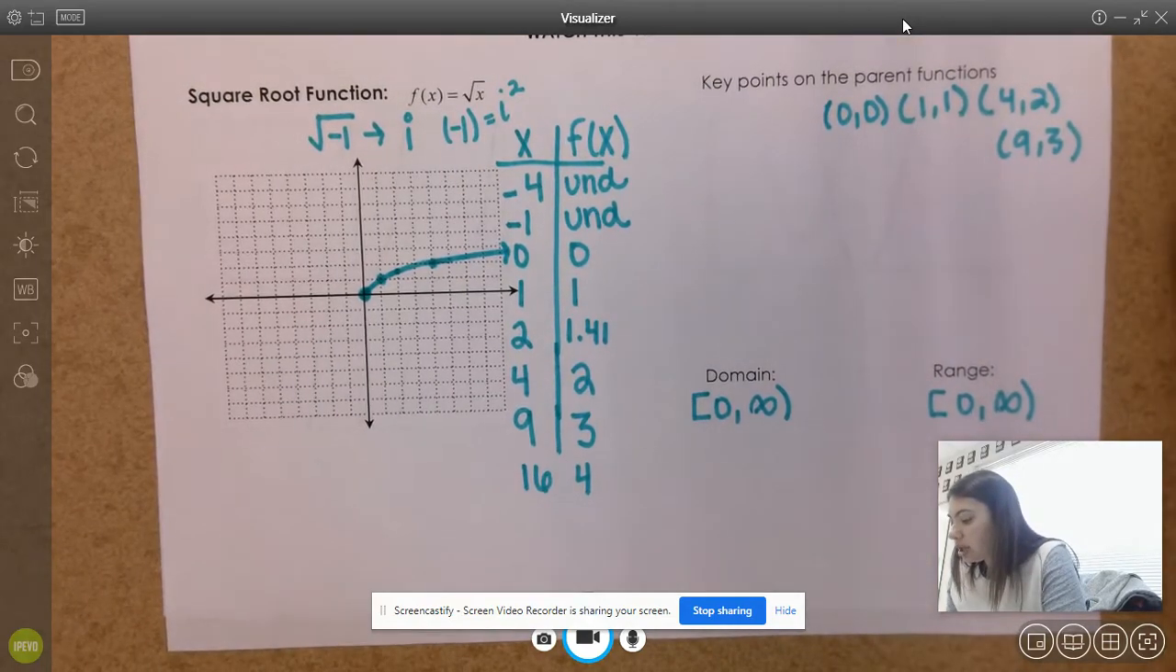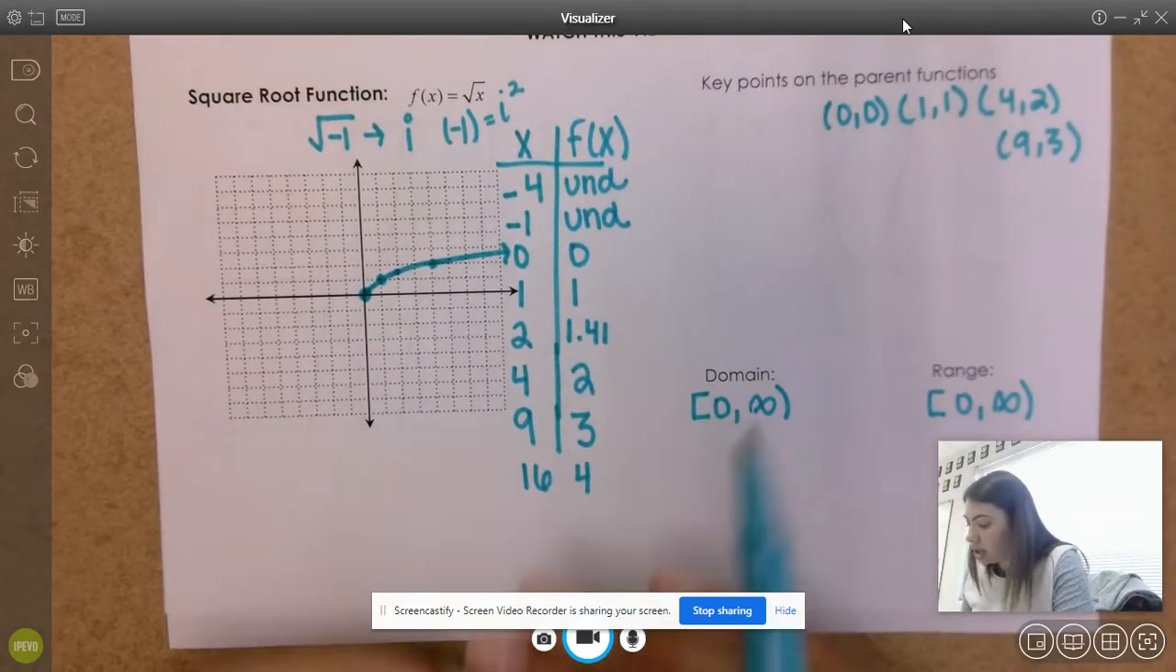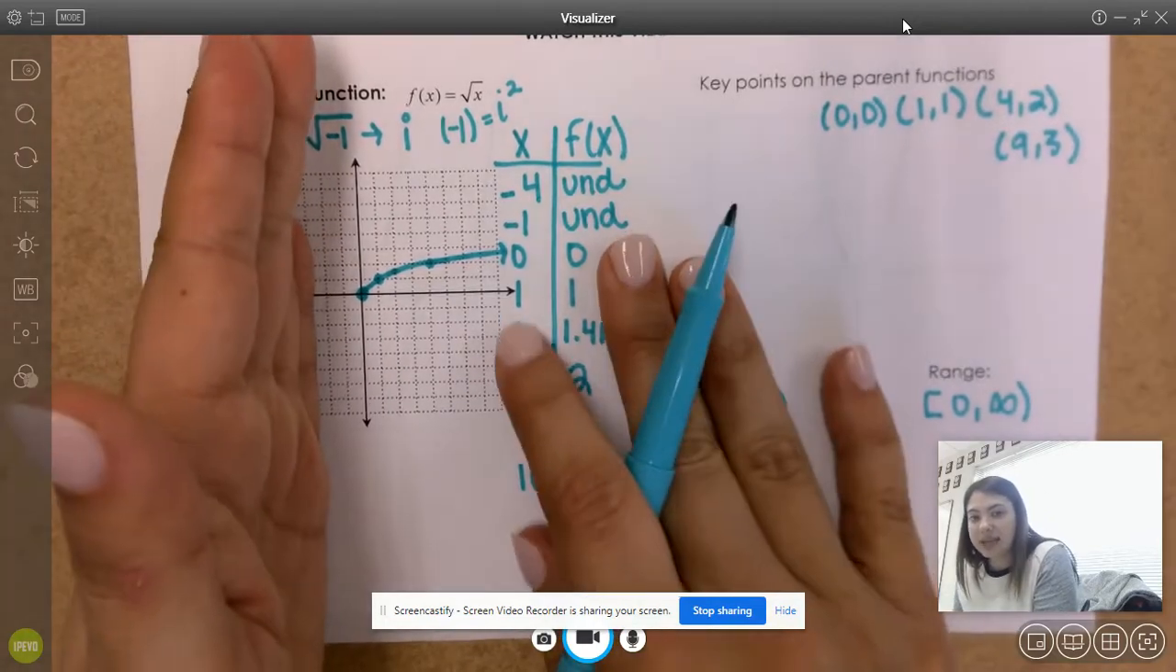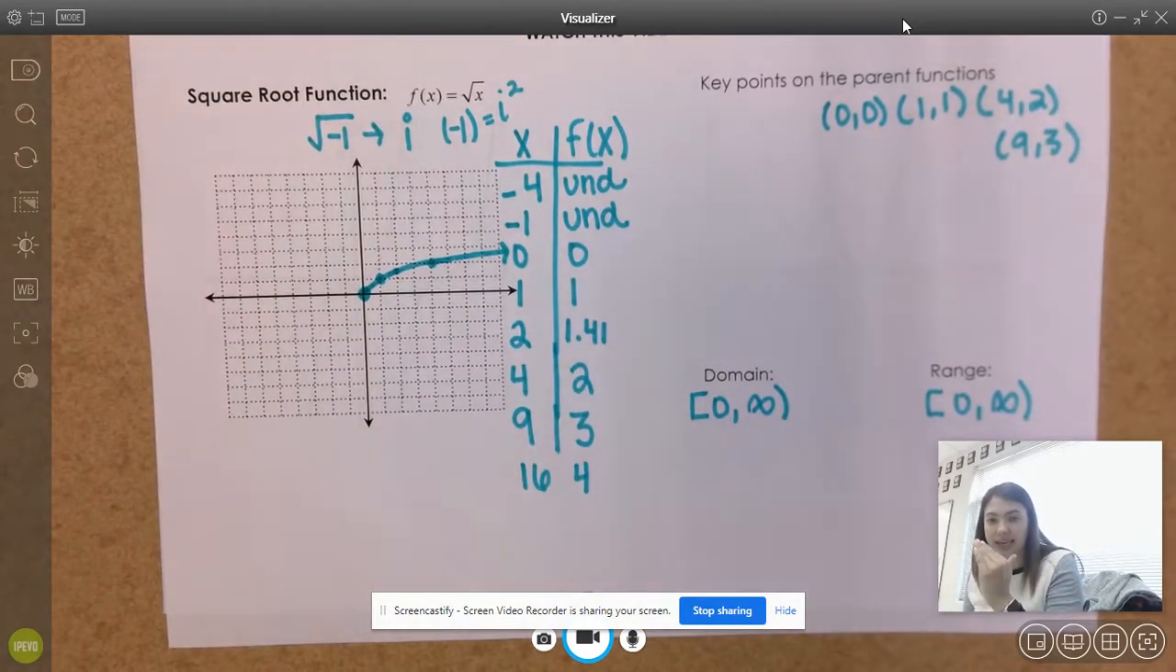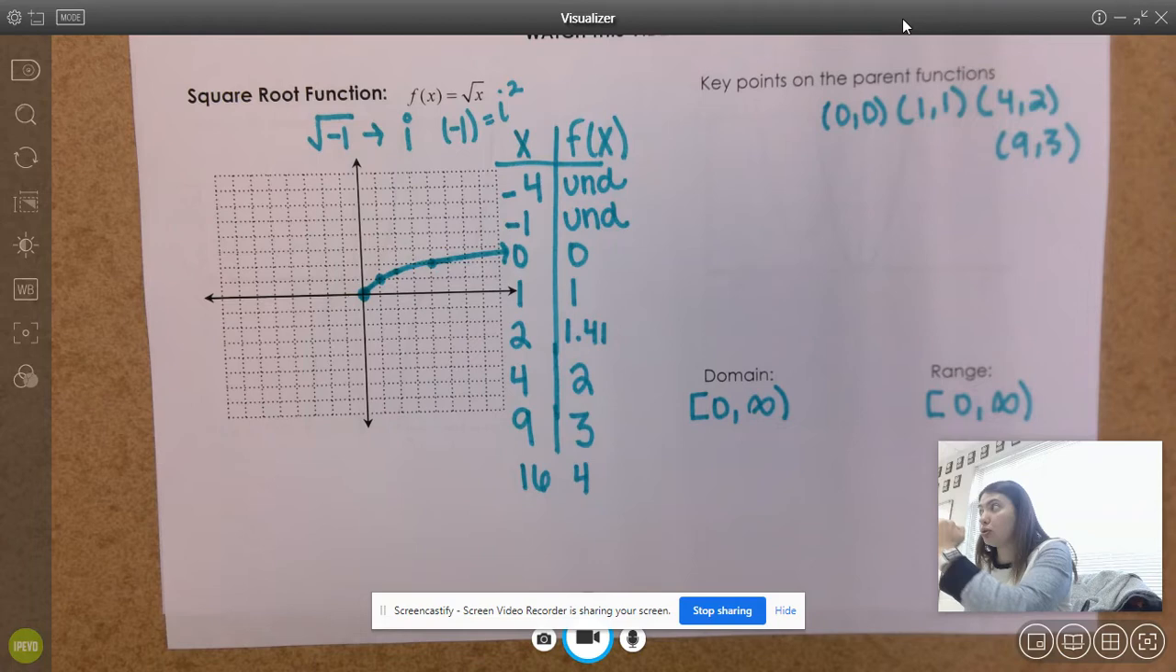So for the square root parent function, we have to know that nothing happens on this left side of the graph. We have to know that it's like kind of like this half curve that just keeps gradually increasing and increasing. And we have to know that you can't have any negative values.